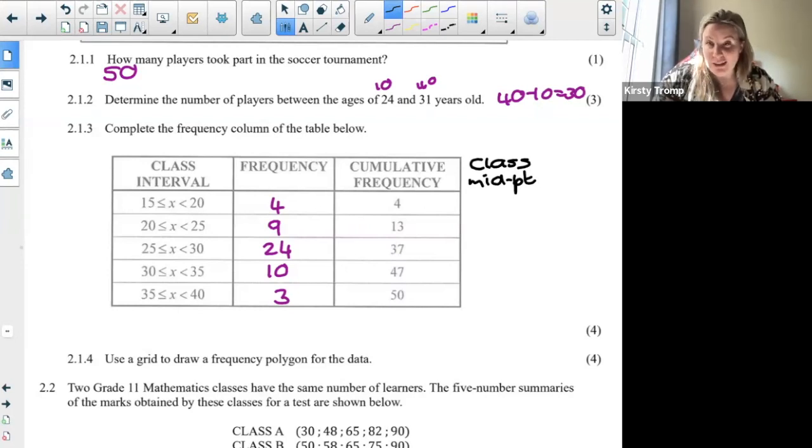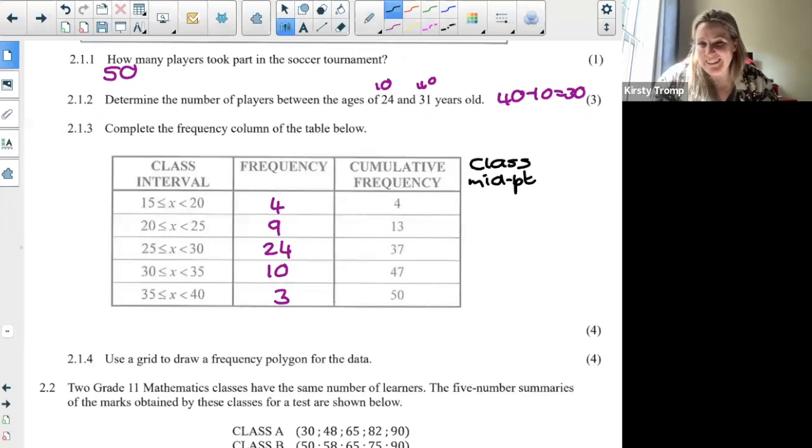How do you calculate the class midpoint, guys? How do you calculate the class midpoint? You guys tell me. Who knows? Who knows how to calculate the class midpoint? Anyone? Okay. Anyone? No? All right. That's okay. I can talk to myself. All right. There we go.